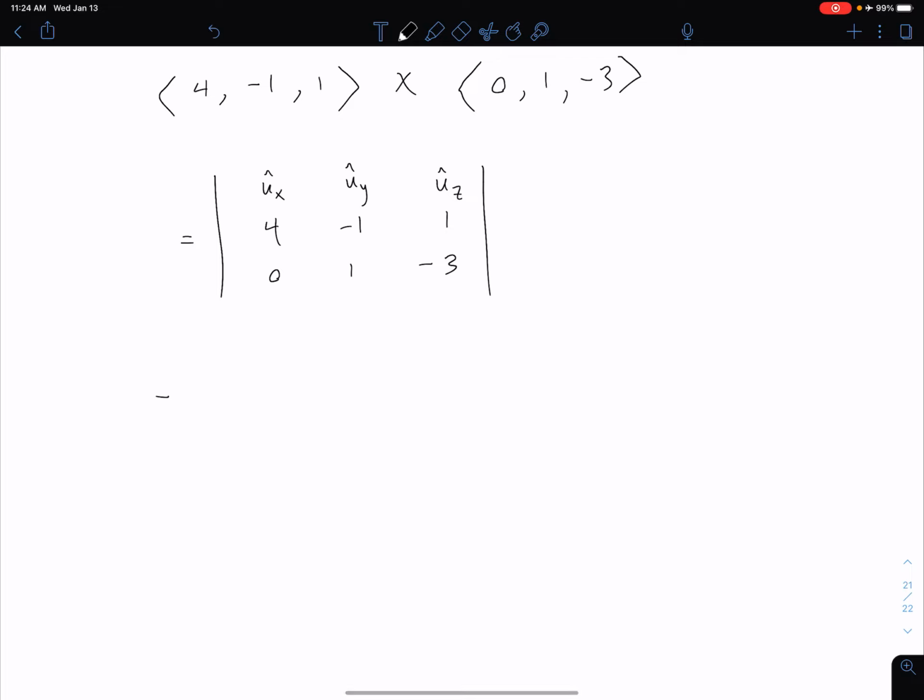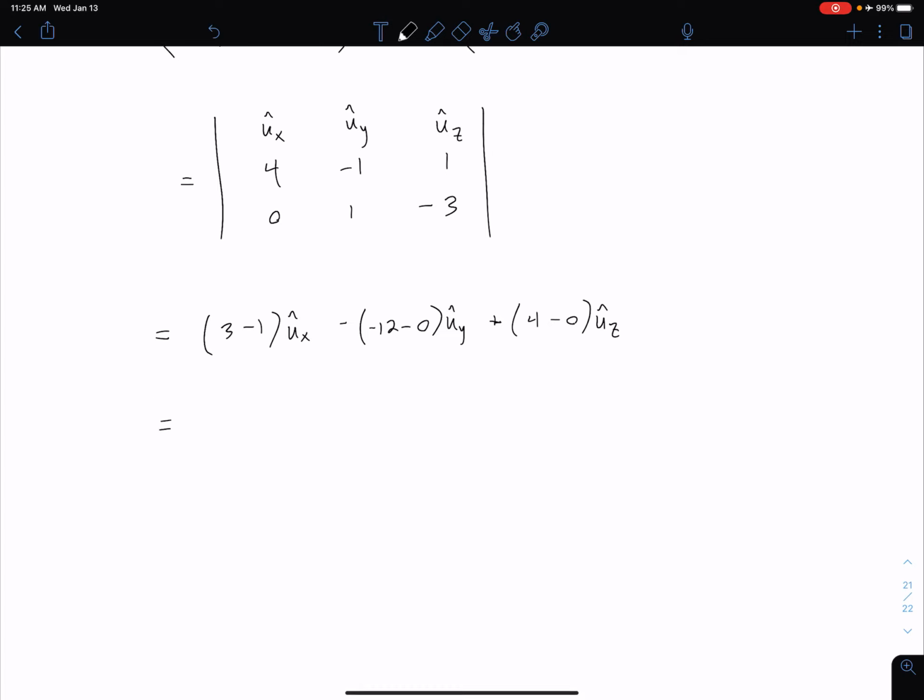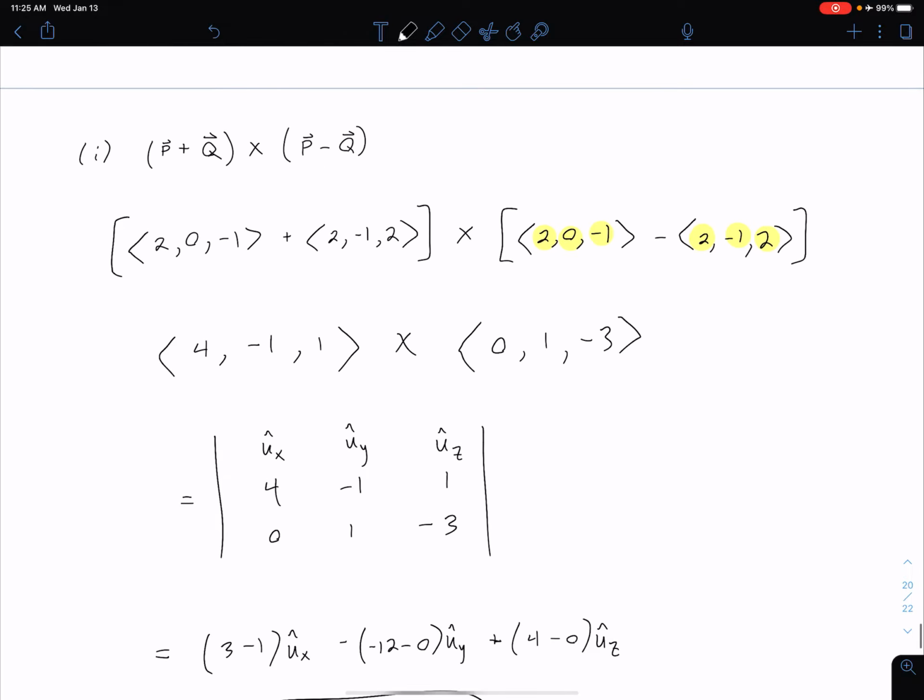But evaluating this, we see this cross product, this determinant of this 3 by 3 matrix comes out to be (3 minus 1) times our u of x, minus (-1 minus 0) times our u of y, plus (4 minus 0) times our u of z. And of course we can simplify that. We can take all those together and we can say that this is then ultimately equal to 2 in our x direction plus 12 in our y direction plus 4 in our z direction. And so this would be the answer for our first part here.